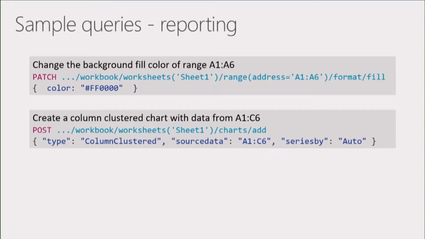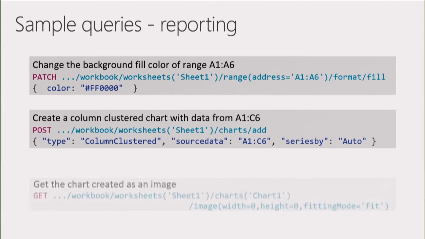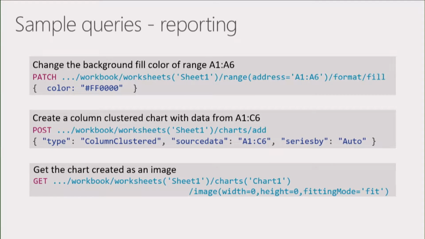The second example that I have here is creating a column clustered chart based on a set of data. So I have a range, A1 to C6, and I create a chart just by calling /charts/add. Notice that I'm addressing the workbook, then the worksheets, then charts, and adding that chart. I can pass in what type of chart it is, the source data, and whether I want it to have an auto series or not. I can create, like you saw in the Excel bot, an image based on charts, and you get just the image out of it.